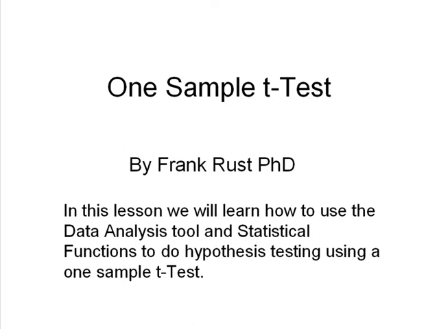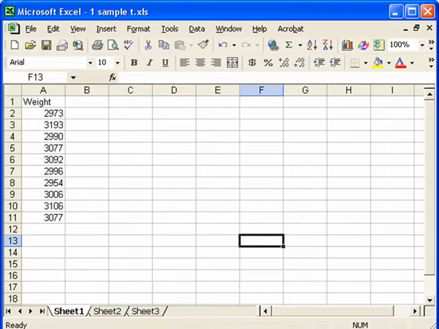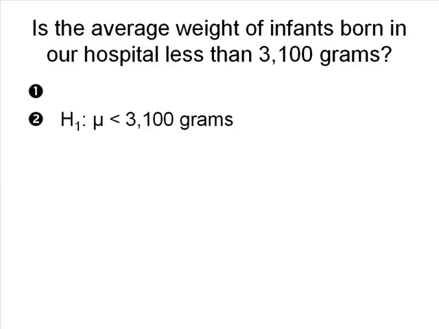Testing using a one sample t-test. Now, imagine that we had this data where we had the weight of various babies that were born in our hospital. And we looked at our data, our sample of data, and we wanted to test to find, is the average weight of infants born in our hospital less than 3,100 grams? Well, what I need to do is a full 7-step hypothesis testing procedure.